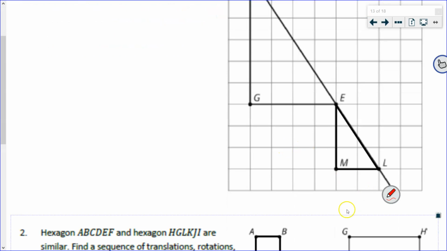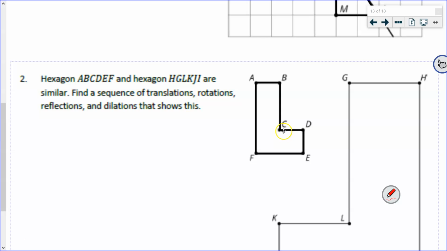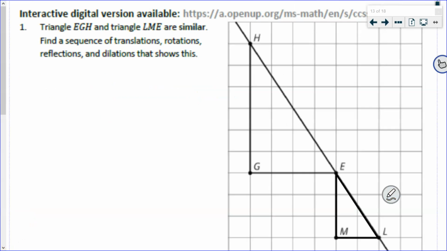Just to keep everything consistent, let's start with our small triangle here and transform it so that it can become the big one. Similarly, let's start with the small one and transform it so it can become the big one. I want you to work with your groups. Online learners, pause the video, do this on your own, and return to check your answers.